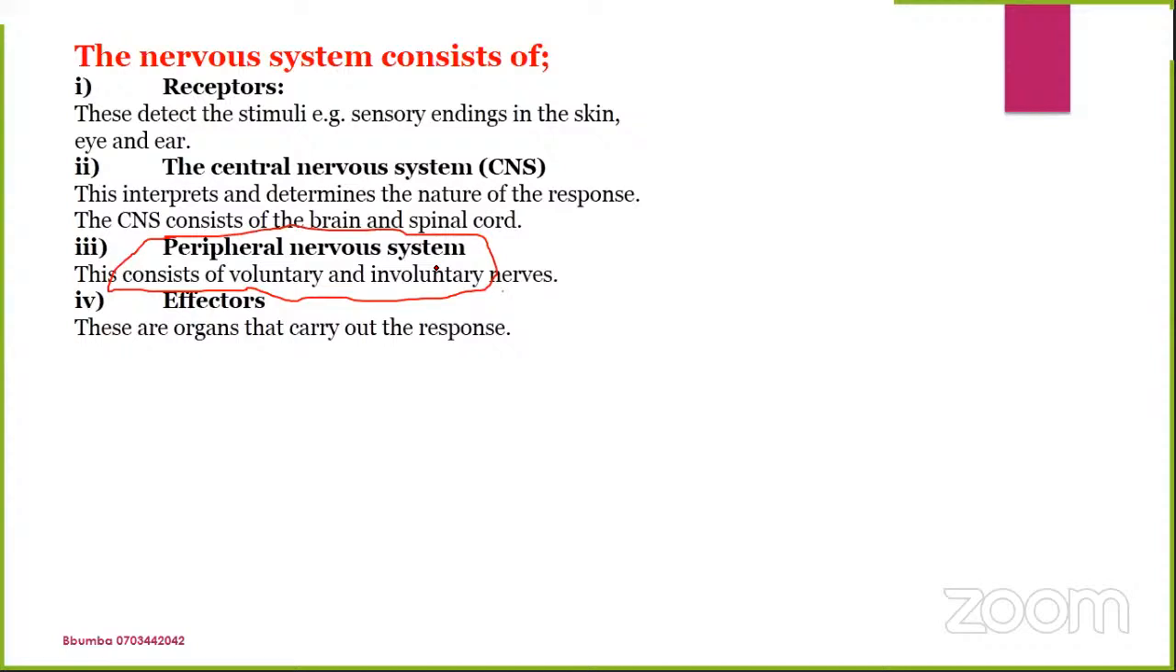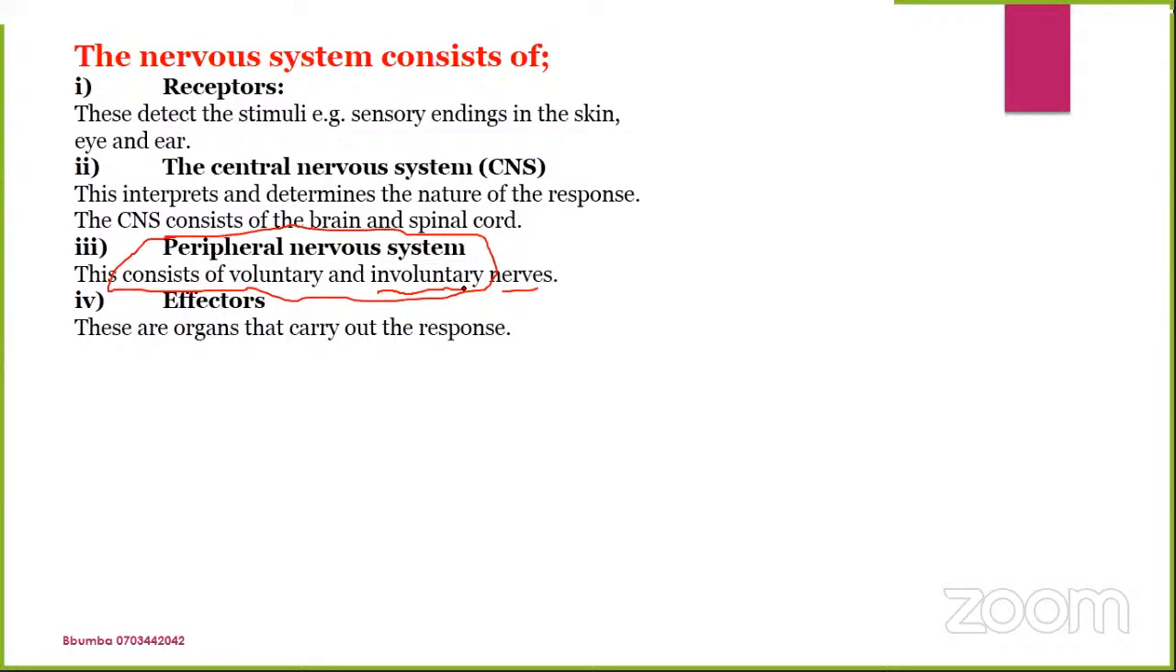the involuntary nerves. Voluntary means those nerves that control the actions that you carry out when you want or when you decide. For example, you can decide to touch a hot object, you can decide to run, to walk, but there are some involuntary actions that normally occur in your body. For example, you cannot decide that you digest food. Can you? Your work is just to eat food, and after eating, you don't decide how the intestines are going to digest the food.